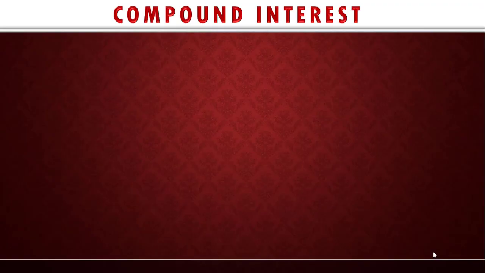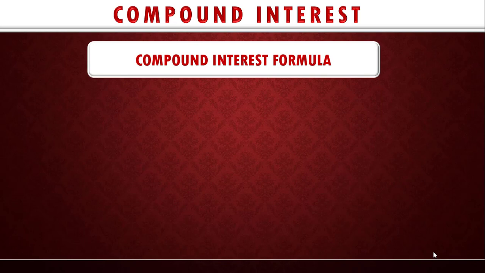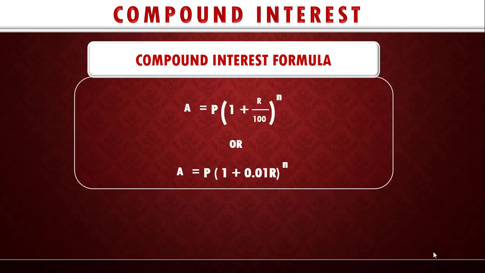Let me show you the second method of solving compound interest problems. And this time around, we're going to make use of the compound interest formula. The compound interest formula is given to be A equals P into bracket 1 plus R all over 100, raised to power n. Or we can also say A equals P into bracket 1 plus 0.01R, raised to power n. So you can use any of them as the compound interest formula.